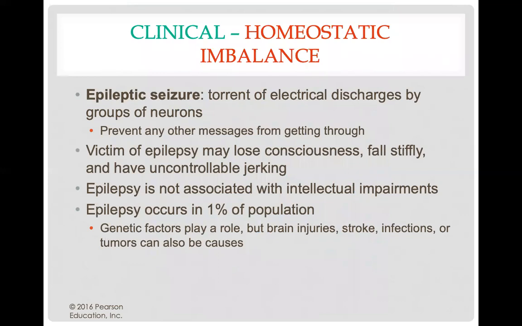On the same note, when we're talking about imbalances of your brain, you may have heard of seizures or epileptic seizures. Basically, a person has epilepsy. What happens in their brain is sometimes the neurons start to misfire rapidly throughout the brain, and a person suffering from this seizure will have uncontrollable jerking because the brain is unable to control the skeletal muscles. They typically fall stiffly to the ground, and in some cases they do lose consciousness.